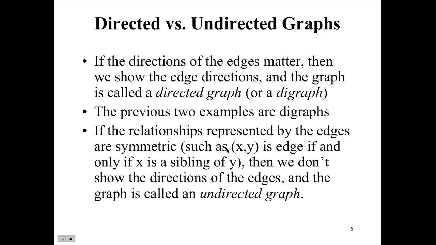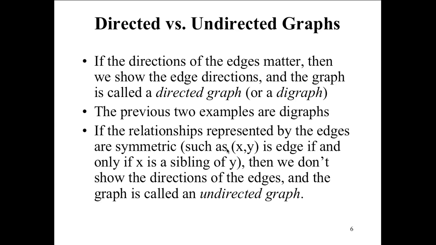Directed versus undirected graphs, as I mentioned a few minutes ago. A directed graph has arrows pointing in a particular order, and there's an order to the graph. An undirected graph has no actual order in terms of the direction in which it needs to be read. It just shows the relationships. If the direction of the edges matters, then we show the edge directions, and the graph is called a directed graph or a digraph. In the previous 2 slides, we were looking at directed graphs.